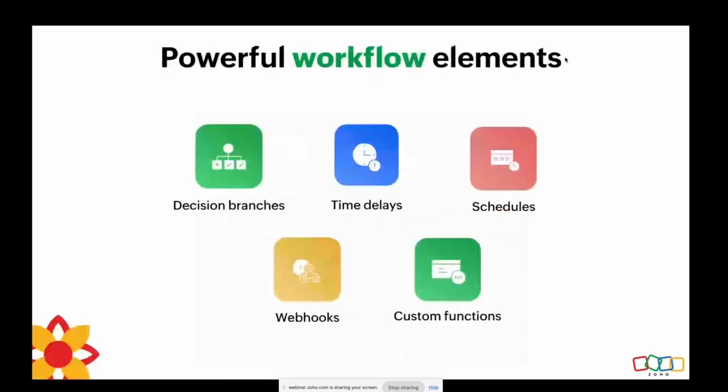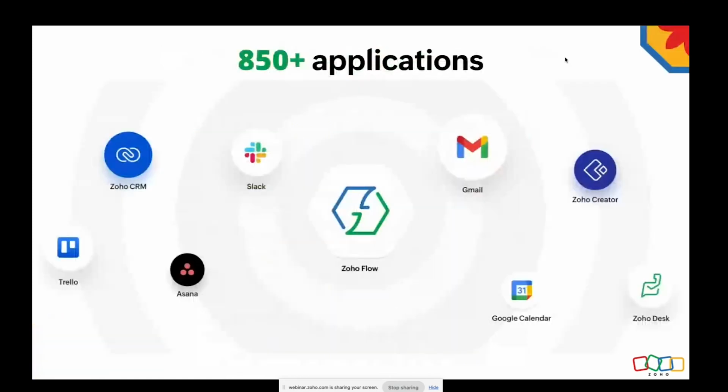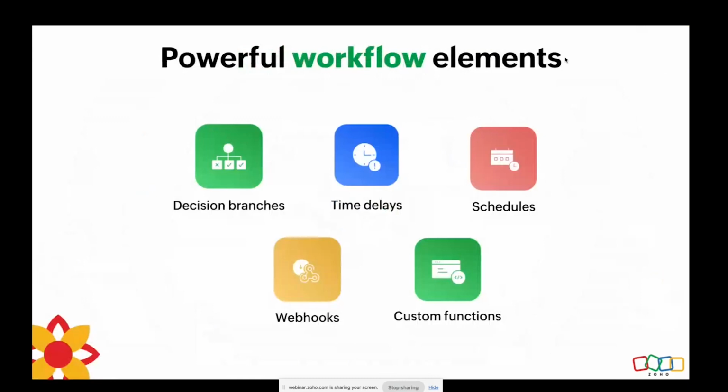The workflow elements that are used in Zoho Flow are basically decision branches, time delays, schedules, webhooks, and custom functions. We have a scripting environment where you can enter your code and execute a lot of custom functions and add logic to your workflows. And these are the workflow elements that are supported by Zoho Flow.